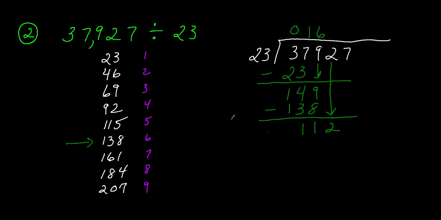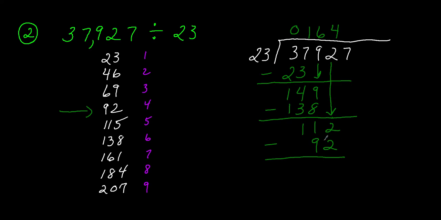Is 112 on this list right here? No. So what's the closest number to 112 without going over it? Right here, it's the 92. The 92 is the 4th number on the list, so I put the 4 right above the 2. And I say to myself, what's 23 times 4? Well, it's this number right here, 92. So I bring this 92 and I put it right below the 112 and I subtract.